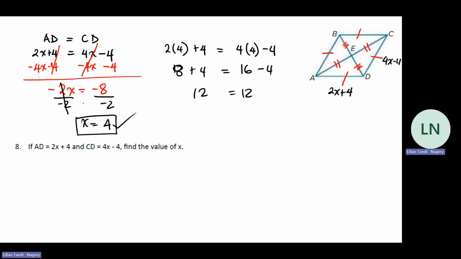Remember, you are supposed to know whether your answer is correct or wrong. Because you're the only one who can fix your work. Okay? So always check once you solve.